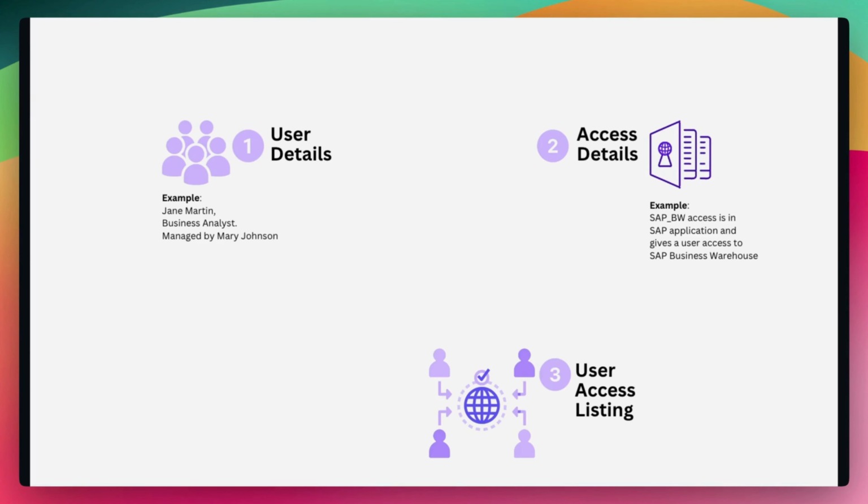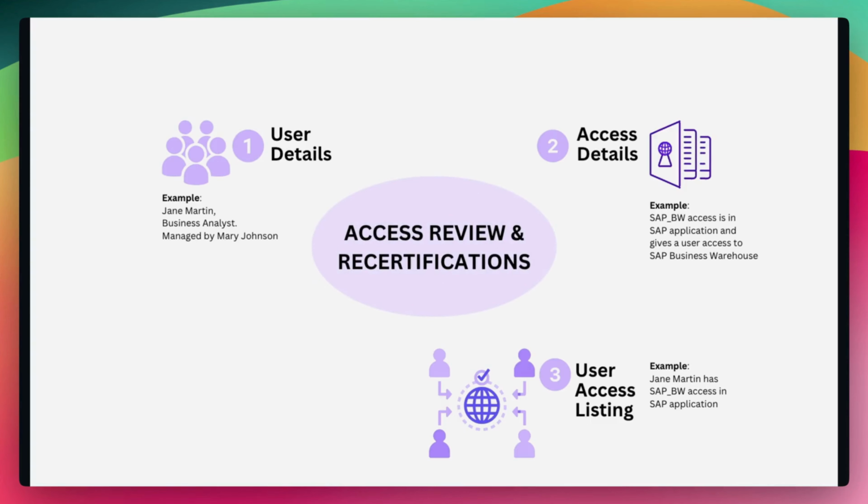Essentially, if we want to run access review and recertifications, we need all three details: user details, access details, and user access listings. So let's look at managing user access listings and then running access reviews and recertifications in Securevize now.